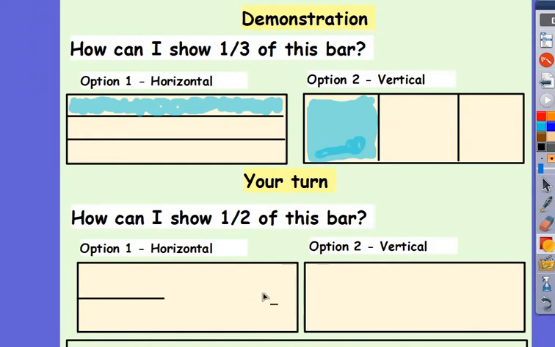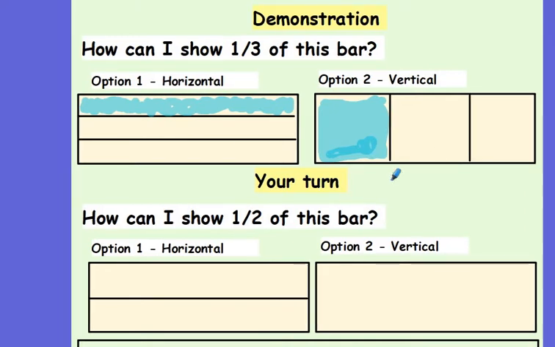Right, let's go through the answer. So to show it horizontally or crossways, I'd split it like this, and then I would just shade in this top part because I need 1/2.